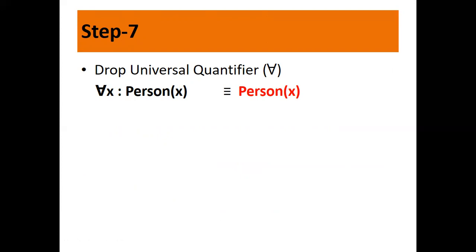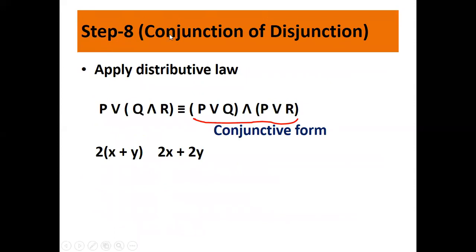The last step, step 8, is also known as conjunction of disjunction. This is the distributive law. You apply the distributive law. So given this statement, P or (Q and R), which is identical to (P or Q) and (P or R). So this is nothing but conjunction of disjunction, right? It is similar to maths. If you have 2 into bracket x plus y, when you expand it, you get 2x plus 2y. So similarly here, (P or Q) and (P or R), which is nothing but conjunction of disjunction.